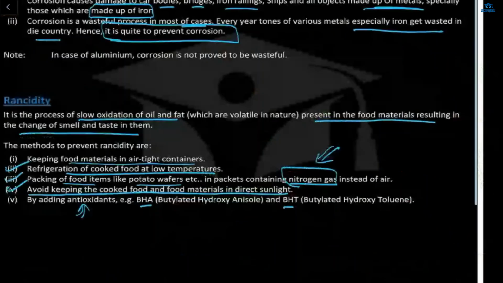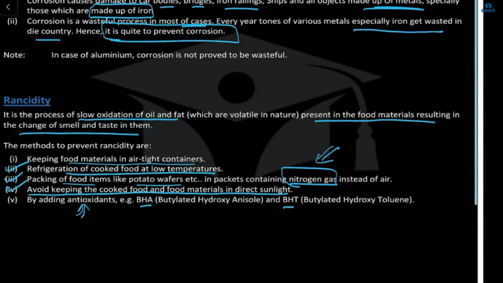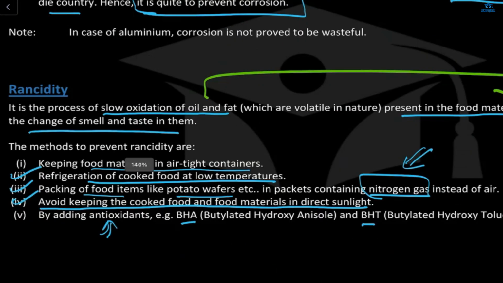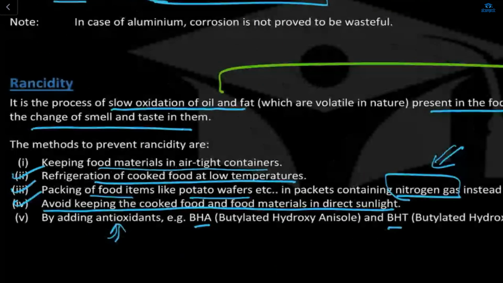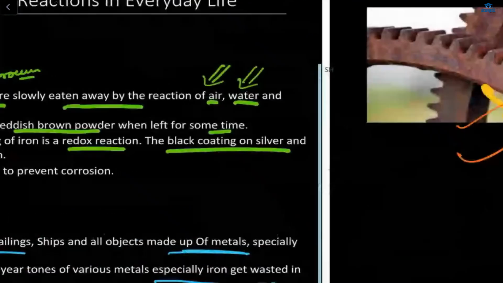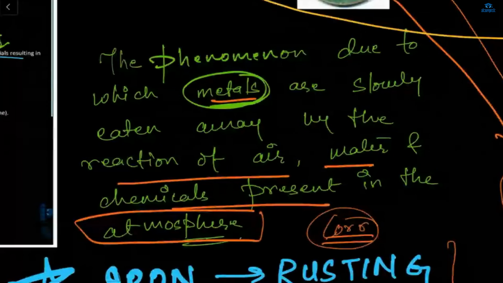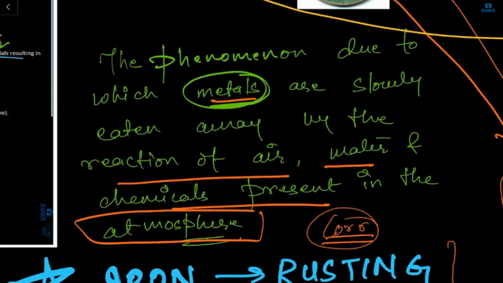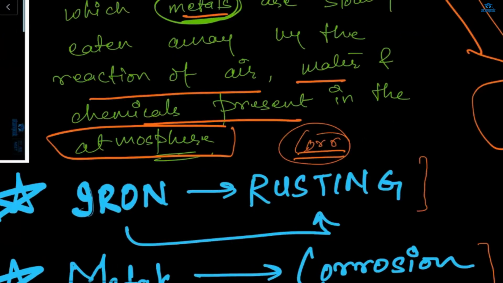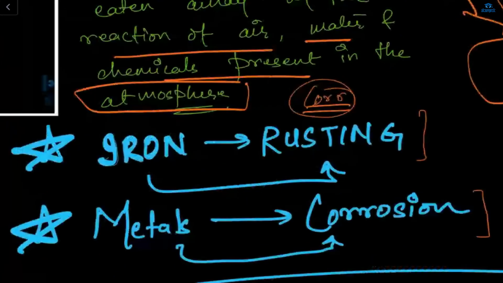Okay. Rancidity is the process of slow oxidation of oil and fat present in food material. In our food there is oil and fat, right? So the oil and fat present in our food material undergo a change in smell and taste. That process is known as rancidity. And corrosion is also very easy. It is the phenomenon due to which any metal is slowly eaten away by the reaction of air, water, or chemicals present in the atmosphere. That process is known as corrosion. The corrosion of iron is known as rusting, and for any metals, we use the word corrosion.